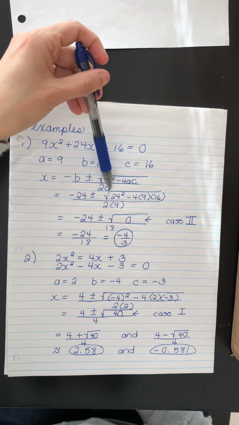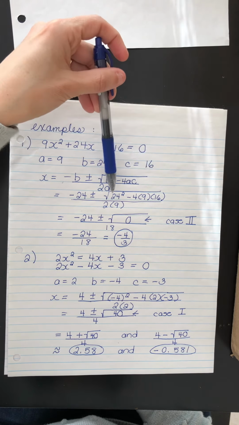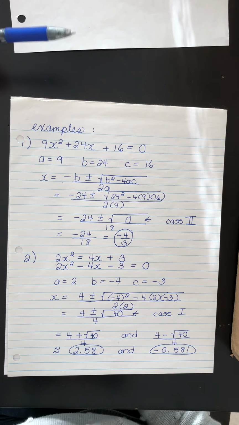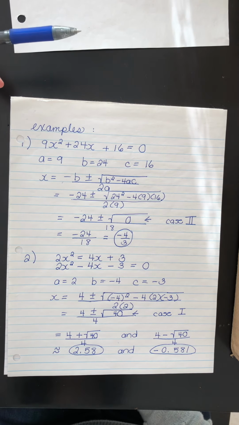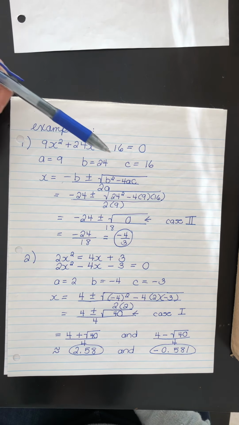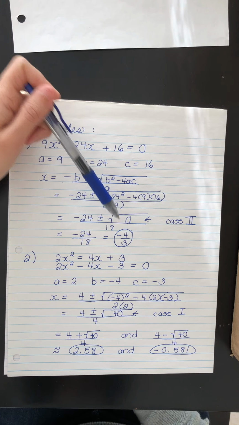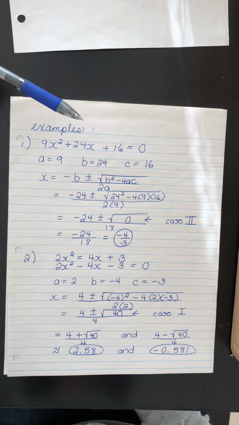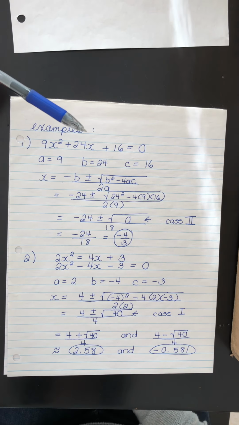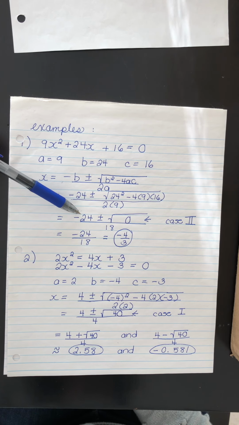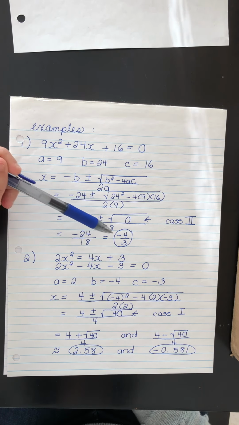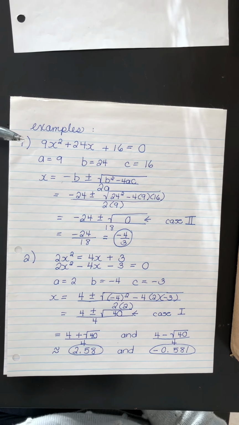At this point, we calculate our discriminant. You should be able to enter this directly into your calculator in one step: 24 squared minus 4 times 9 times 16. You will get 0. Which means we have the second case, the case of 1 real root. Its value is negative 24 over 18, and this reduces to negative 4/3.